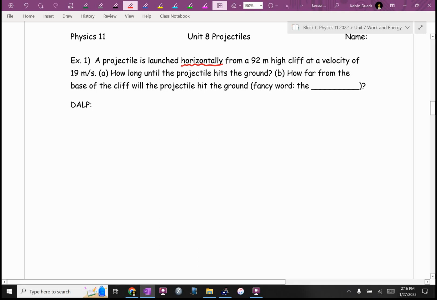There's a fancy word for this. This is called the range. When you're asking what the horizontal displacement will be, we call that the range. Who remembers, what does GULP stand for? This is well worth gulping. So I'm going to draw the cliff like that.